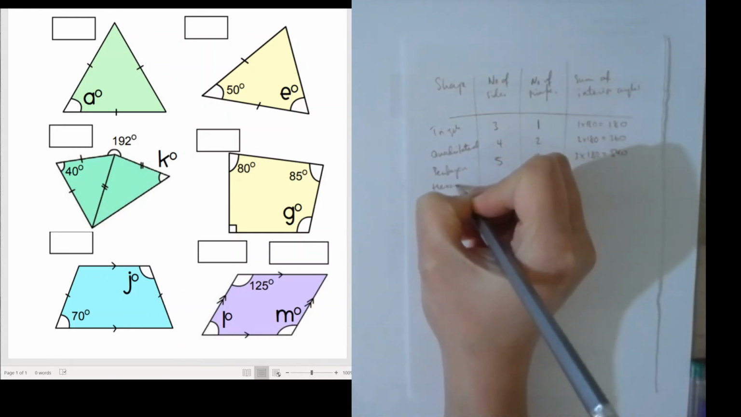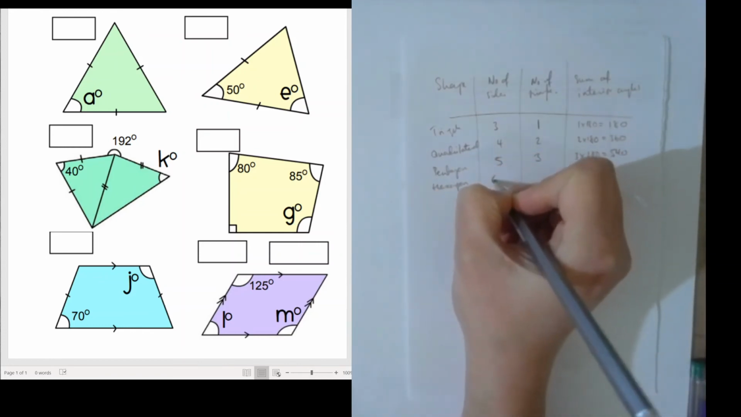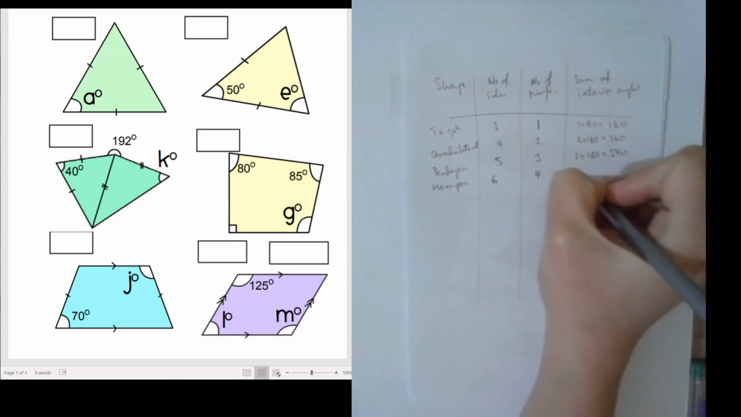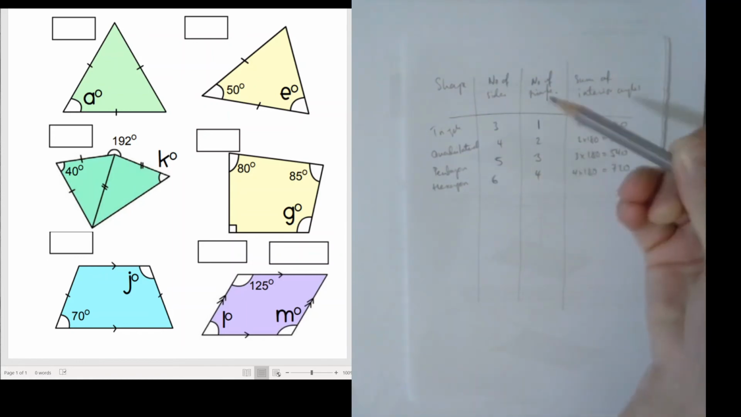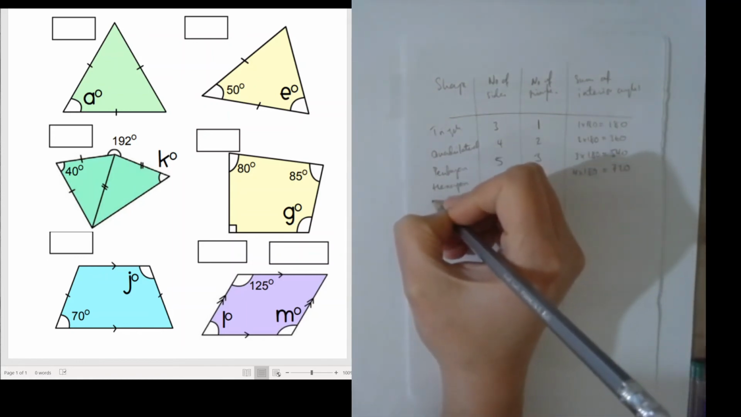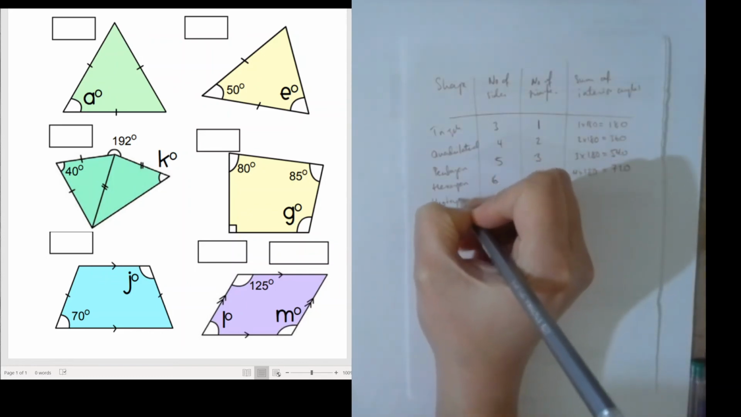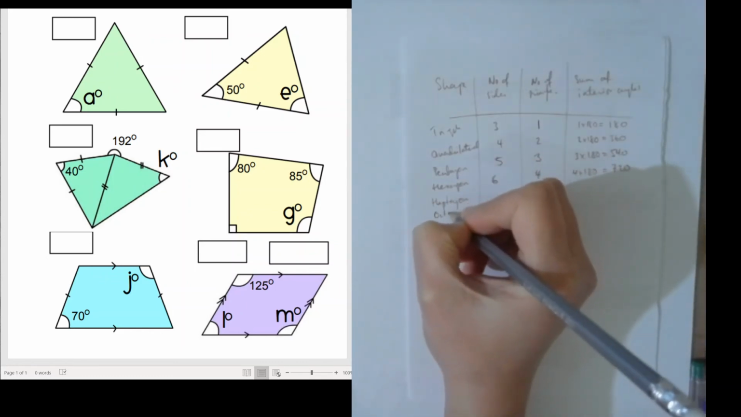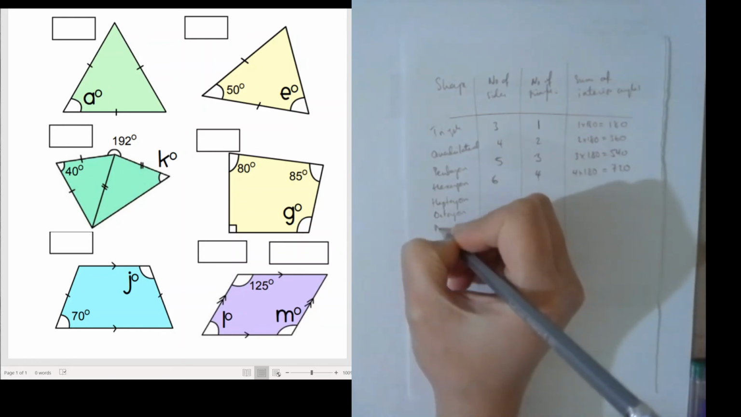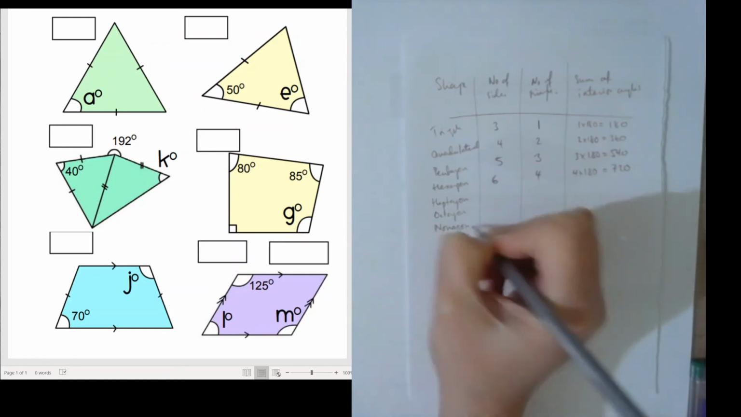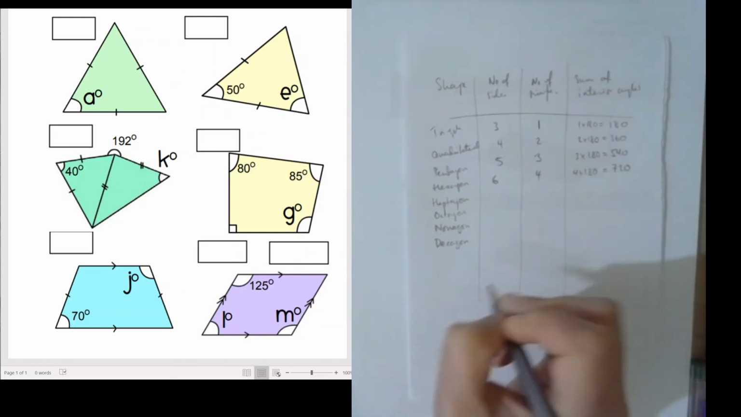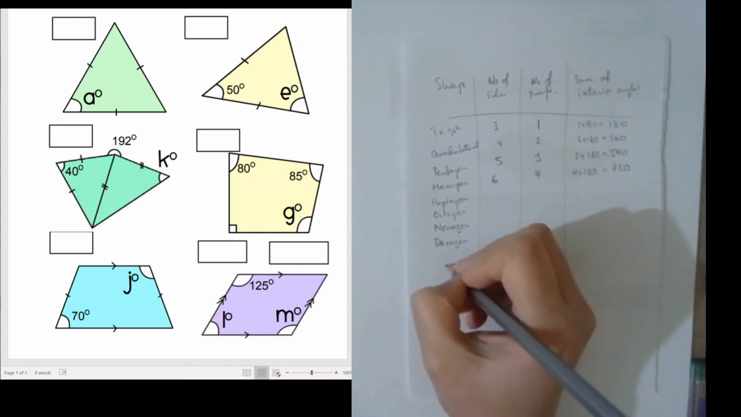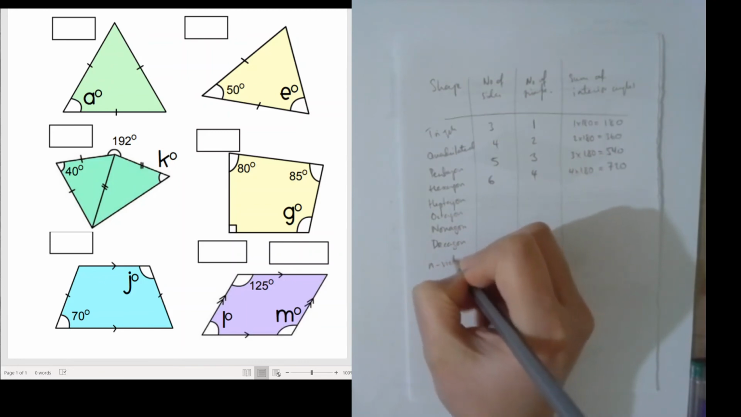Okay, hexagon, 6 sides, 4 triangles, 4 times 180 is 720. Okay, I want you to keep running it down. So we've got heptagon for 7, octagon for 8, nonagon for 9, and decagon for 10. Okay, and just as a little bit of extra, what if I said it was an n-sided shape?